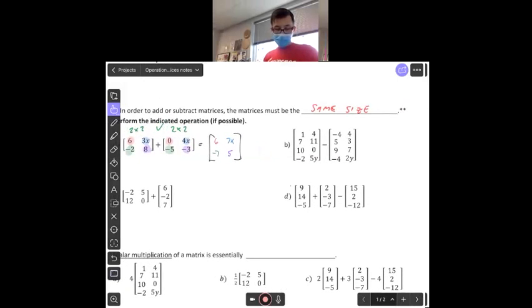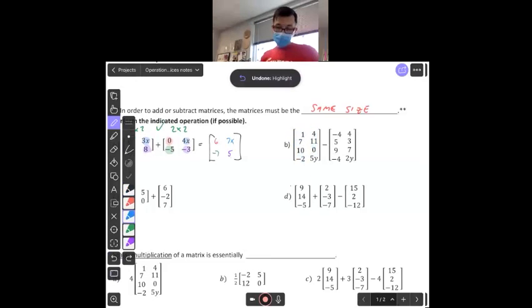So subtraction is pretty similar. You just got to make sure they're the same size. So see, 1, 2, 3, 4 rows, 1, 2 columns. So it's a 4 by 2. And this one also has 1, 2, 3, 4 rows, 1, 2 columns. So it's also 4 by 2, right?